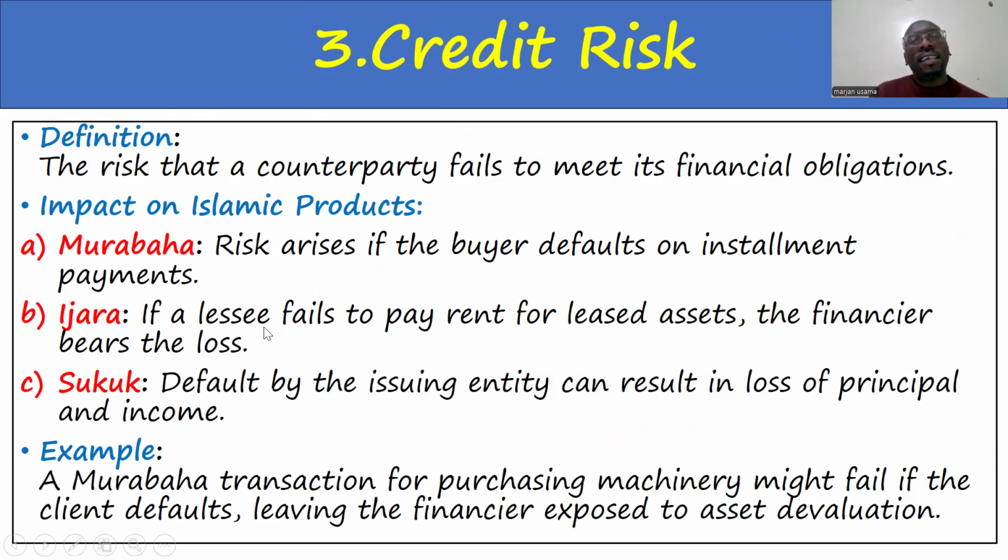Ijara. If a lessee fails to pay rent for a leased asset, the financier bears the loss. For example, you have a house and you rent it to a tenant, and the tenant fails to pay you at the end of the month. So who's going to get the loss? The landlord, of course. Sukuk, default by the issuing entity can result in loss of principal and income. For example, if the government has issued a sukuk and people have invested in that sukuk, sometimes the government can fail to pay you back the money you invested in the sukuk.